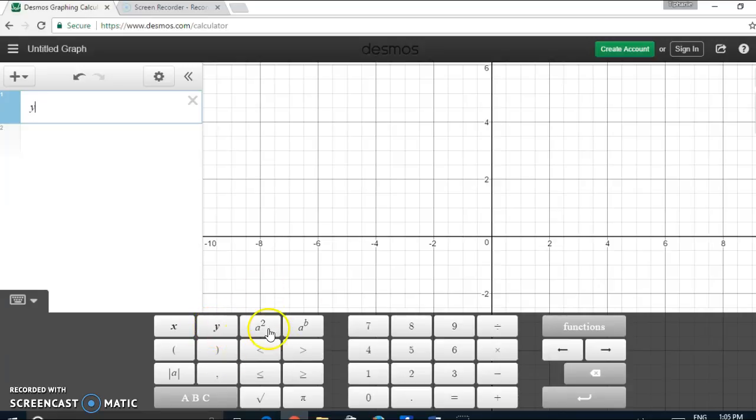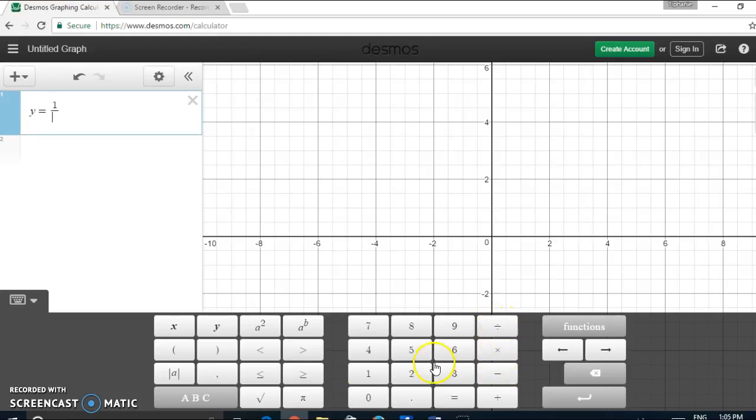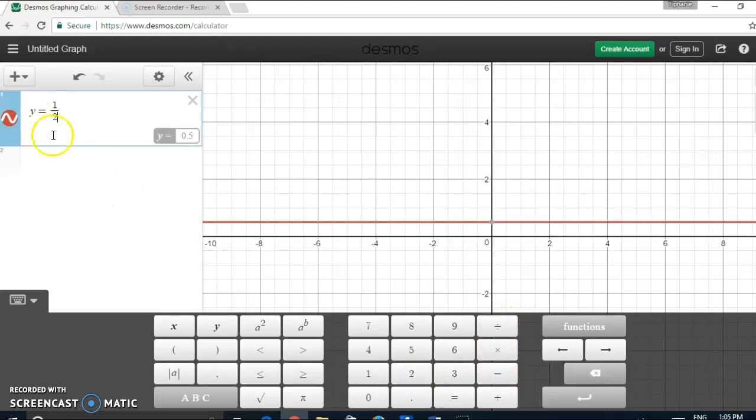If you're just using this on your phone, you'll be down here, but you can also just type Y in on your keypad. Here's equals, and then we're going to do a fraction. So this is going to be 1 divided by 2. I'm literally just going to put in 1 divided by 2, and notice how it just made it a fraction.